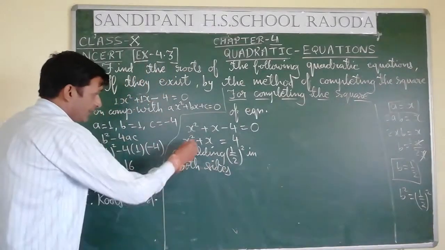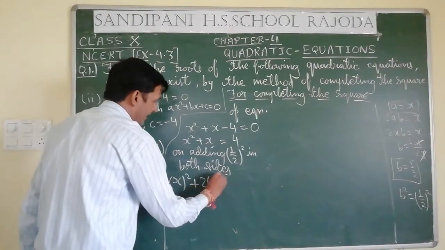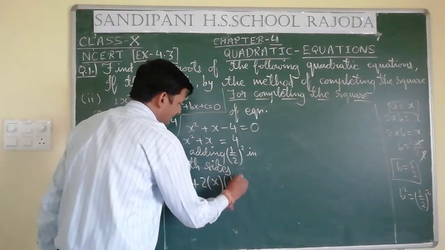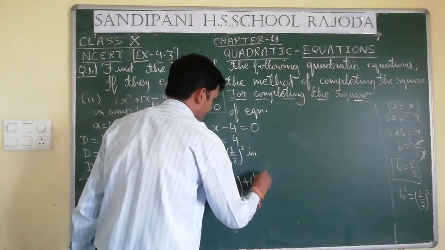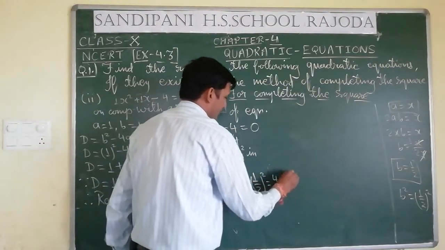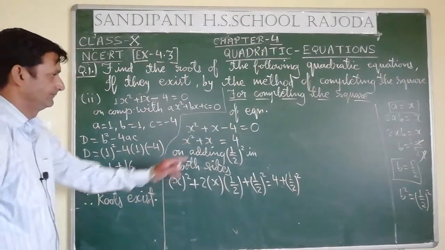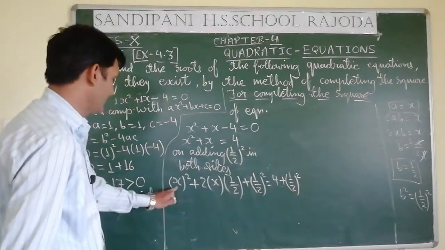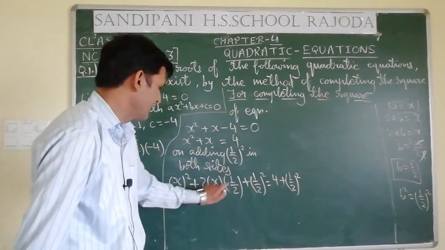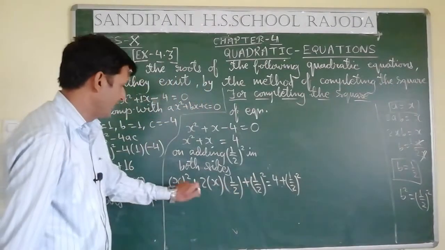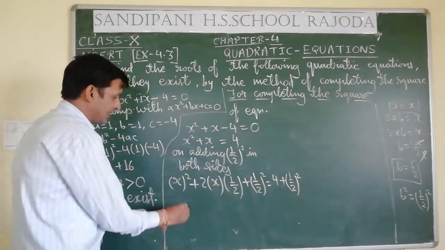What will happen? It will be x square plus 2ab plus b square is equal to 4 plus this 1 by 2 square. This 4 plus 1 by 2 square means a square plus 2ab. See, a value is x, b value is 1 by 2. If this 2 is cancelled by this 2, then x will come. So it is absolutely correct. We may write it now.